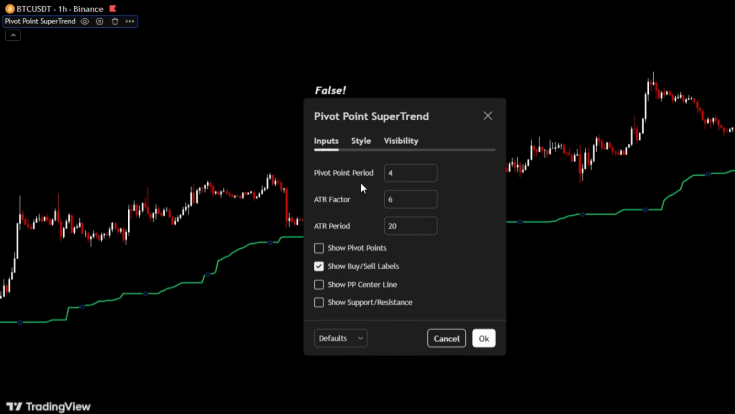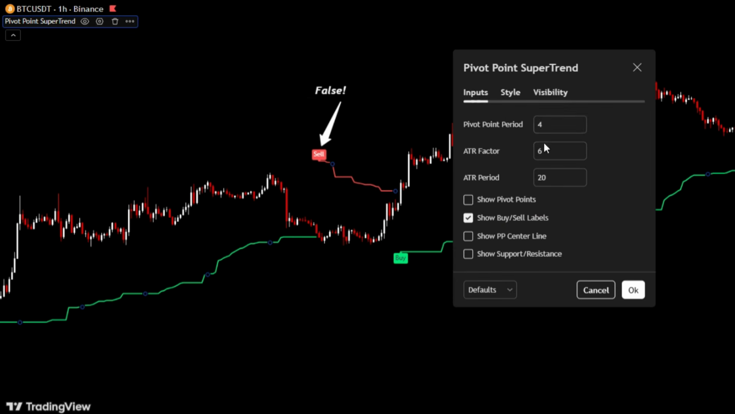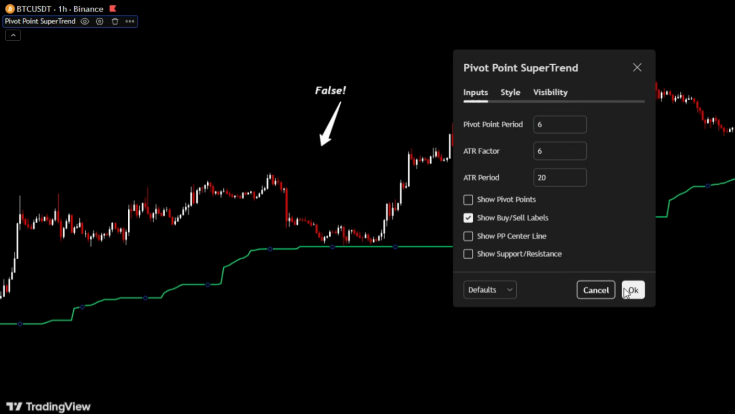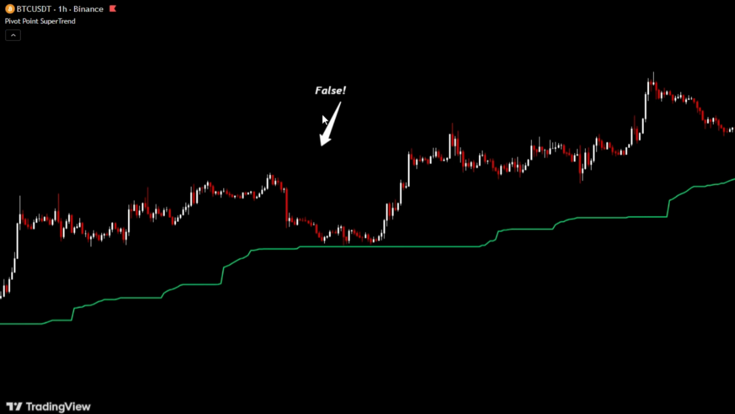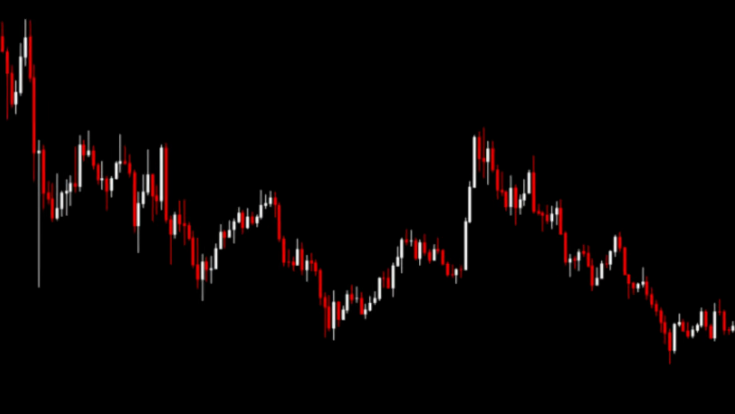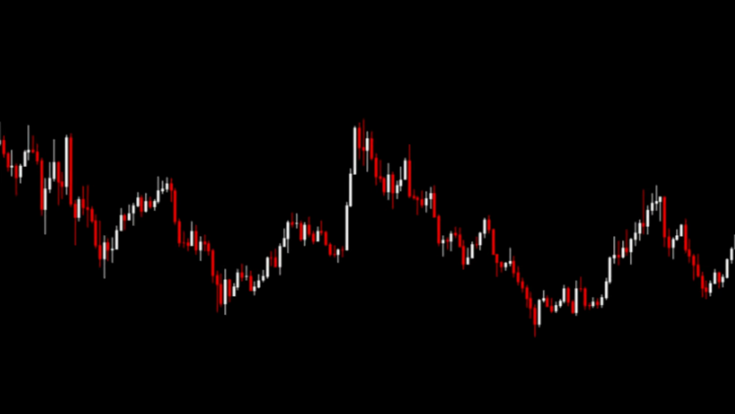One way traders attempt to reduce these types of signals is by adjusting the indicator settings. For instance, increasing the pivot point period allows the indicator to use a larger sample of price data, which can produce fewer but potentially more significant signals. As you can see, after adjusting the settings, that weaker signal disappears because the indicator is now focusing more on longer-term market structure. But regardless of the settings, there's something even more important.